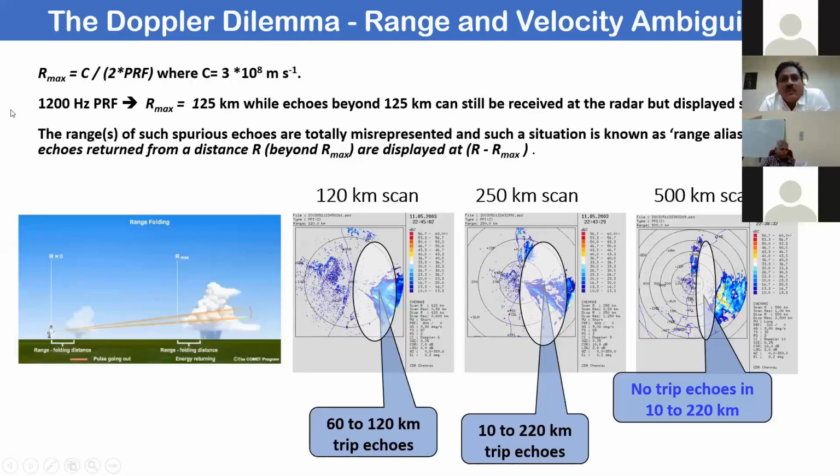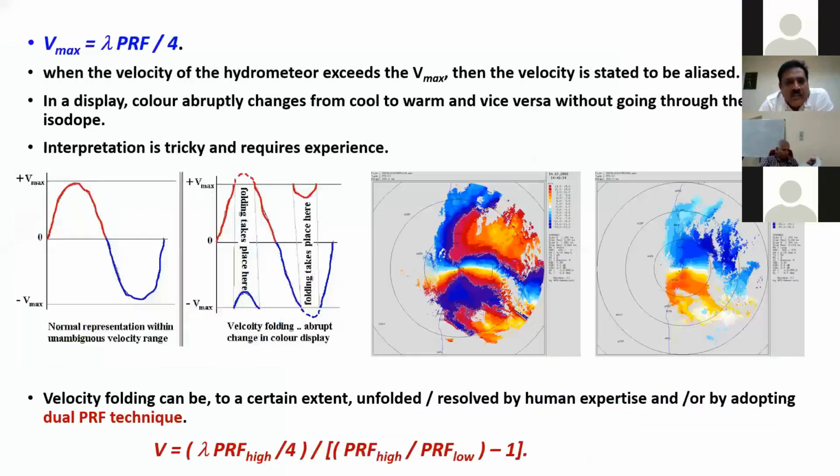Then you have to use a different kind of PRF. If you use a small PRF, you'll get a long range. Rmax will be large, but then the problem is your maximum velocity, V maximum, also reduces. So then what happens? The velocity folding occurs here.